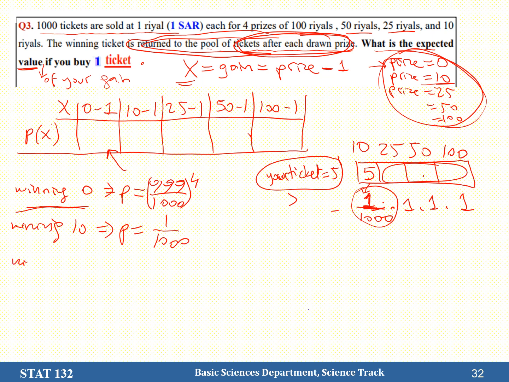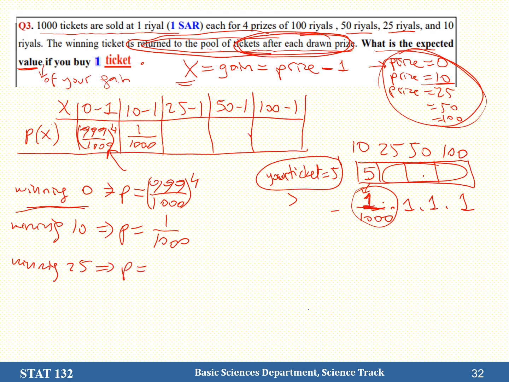Now, this means the probability for winning 0 is this, and for winning 10, this is the probability for the gain. And for 25, if you win 25, what's the probability?